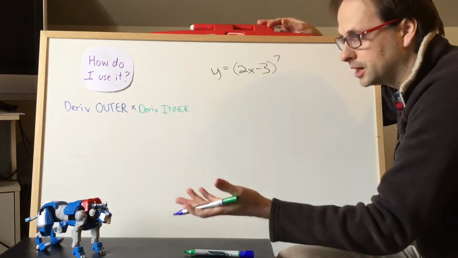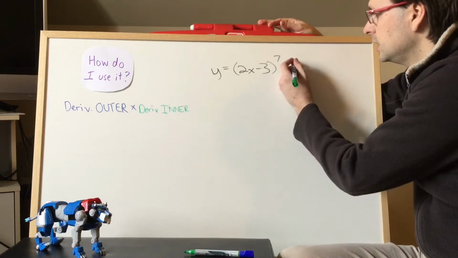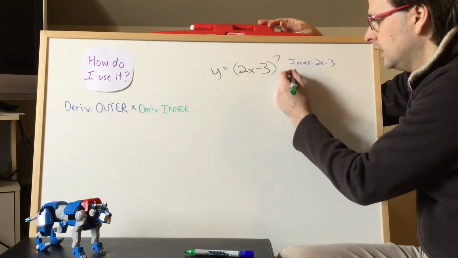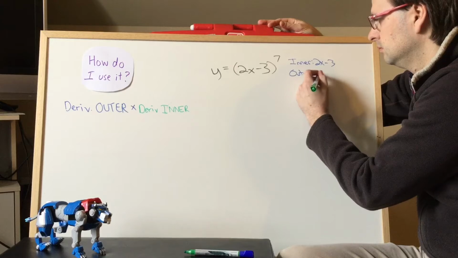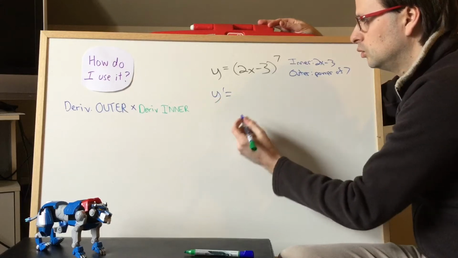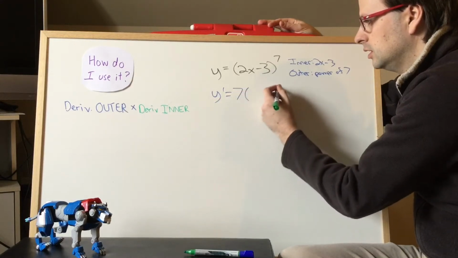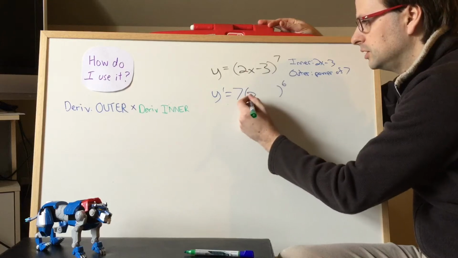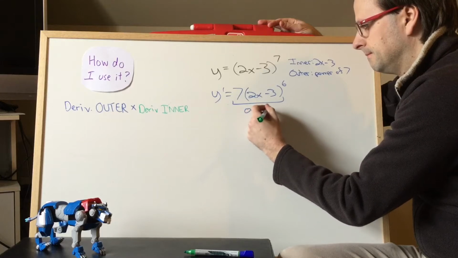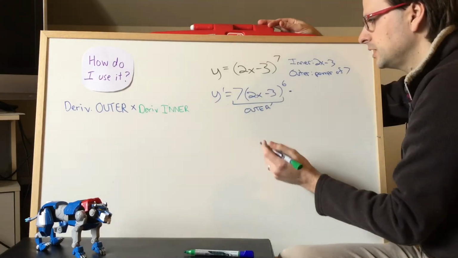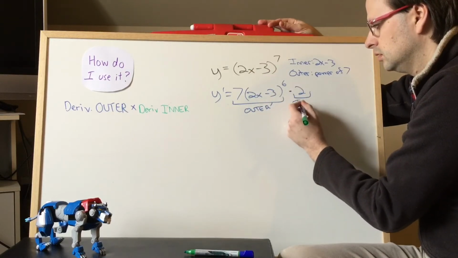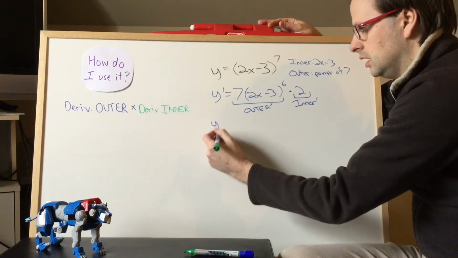So in this one, we've got a binomial that's raised to the power of 7. So the inner thing is 2x minus 3. The outer is power of 7. So when we differentiate, 7 comes down front. Power goes down by 1. Nothing happens to the inner yet. There's the derivative of the outer. Times derivative of the inner. So derivative of 2x minus 3 is just going to be 2. And we're pretty much done.